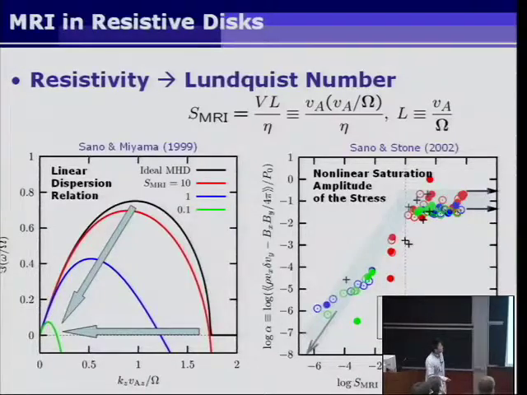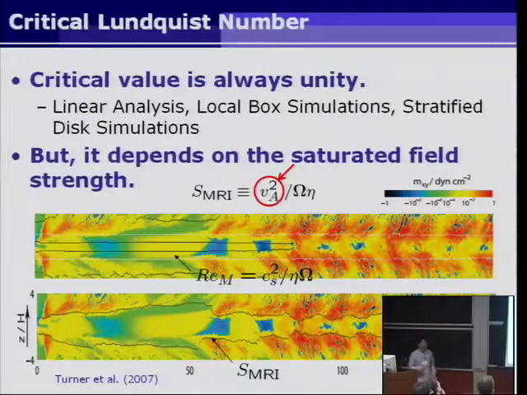And this figure shows the three-dimensional local shearing box analysis. This shows the saturated stress as a function of this number. As you can see, in order to get a larger saturation amplitude, this number must be larger than unity. So both suggest the critical number for this Lundquist number is always unity. This is a very good part of this definition.